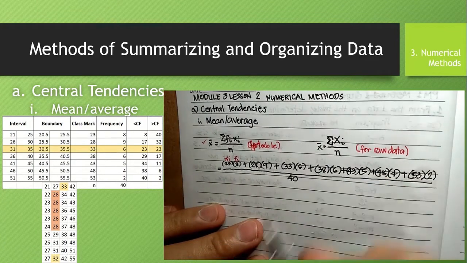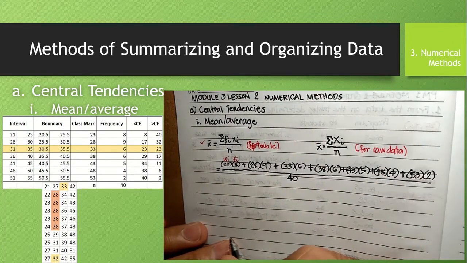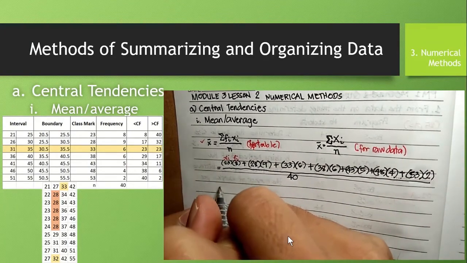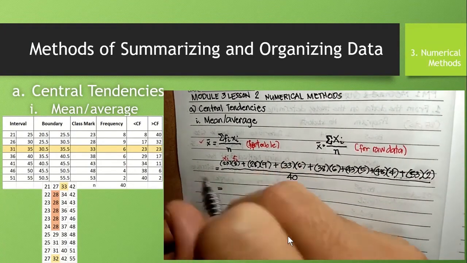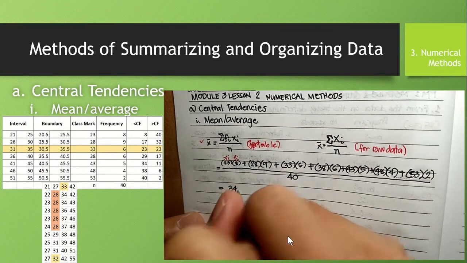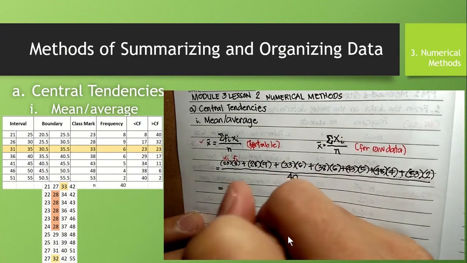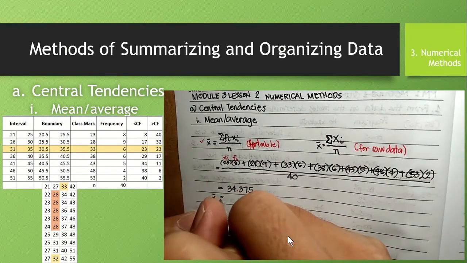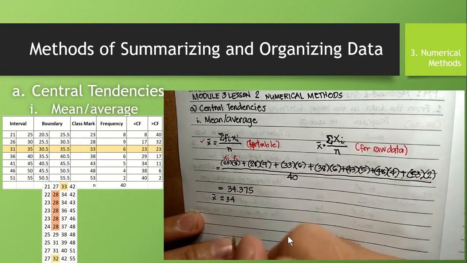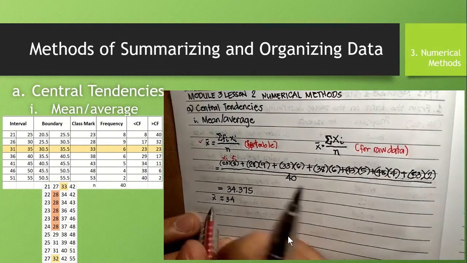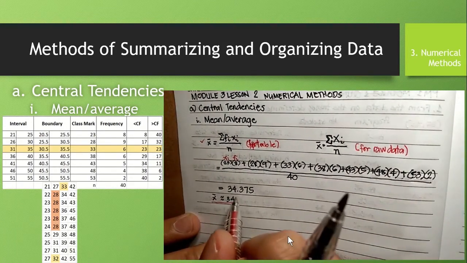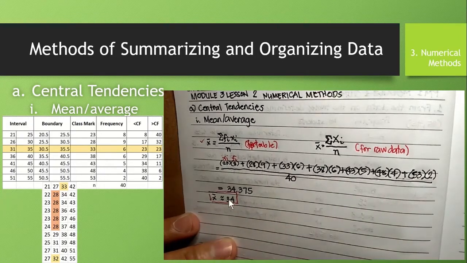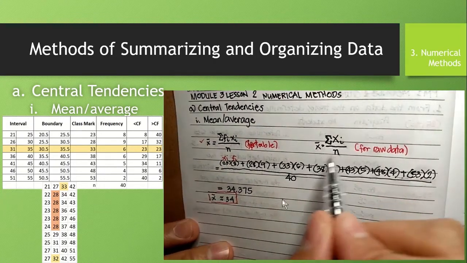Summing all of them up using your calculators, that will then be equal to 34.375, or you can approximate it if you are asked for the approximate value. So that's 34. Since our data are in whole numbers, for representation we will be using the whole value, that's 34.